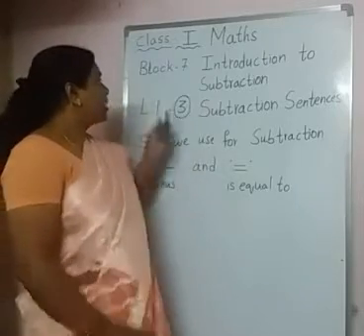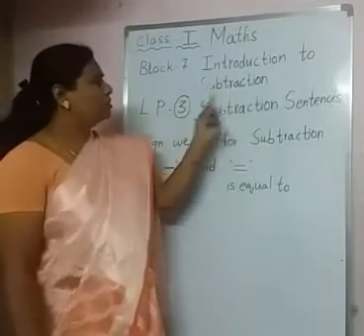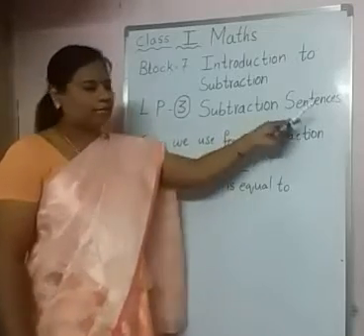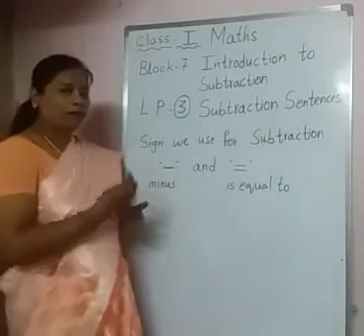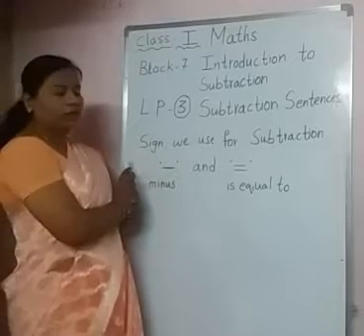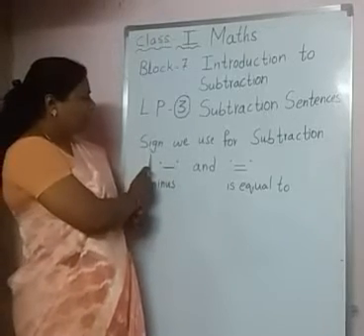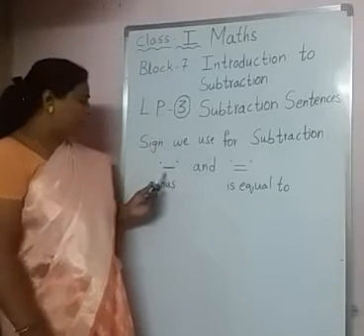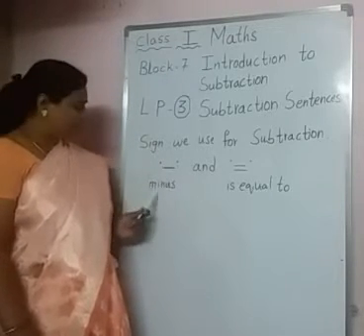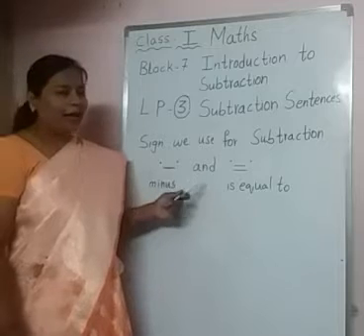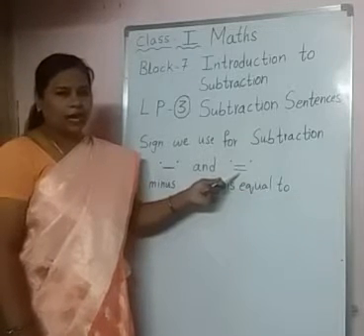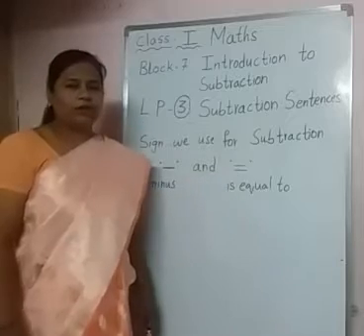Children, today Block 7, Introduction to Subtraction, Lesson number 3: Subtraction Sentences. What we have learned in subtraction till now are the signs. What are the signs we use in subtraction, children? Minus. This sign is called minus. And this is the equal to sign. Okay children?